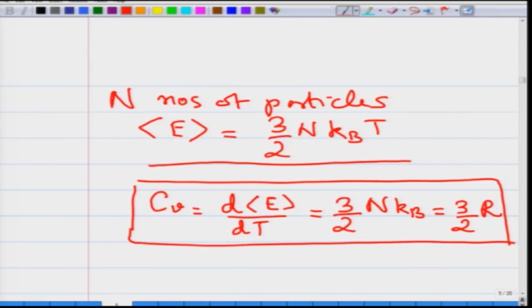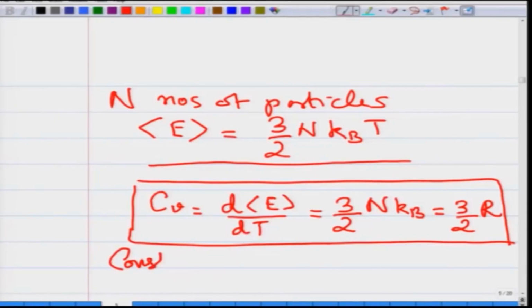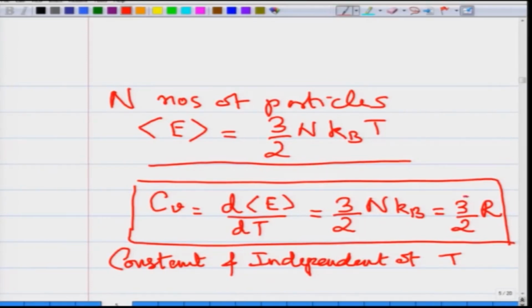So, from the kinetic theory of gases, you get a measure of the specific heat of the gas, which is 3 by 2 R. It is constant and independent of temperature. So, this is one important property of the gas, that you have the specific heat which turns out to be related to the degrees of freedom of the gas. This factor 3 is coming from the degrees of freedom, and it is a constant which is independent of temperature.